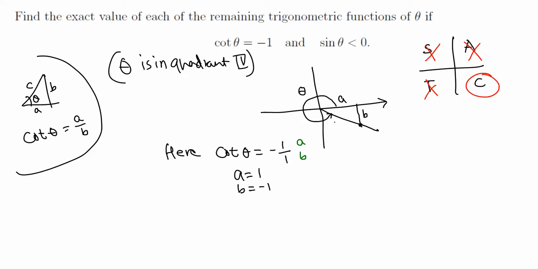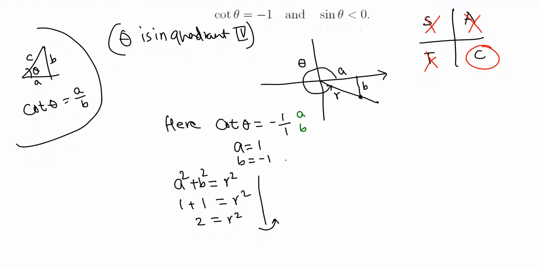Now we need to find this R, or we can say C. For that we use the Pythagorean theorem, a square plus b square equals c square. We say R in this case, or c square, same thing. A is 1, 1 squared is 1, plus b is -1, -1 quantity squared, which is also 1, equals R squared. 1 plus 1, 2. 2 equals R squared. Now let's take the square root of both sides, then we get R equals square root of 2. So this distance is square root of 2. Now we have all three sides.